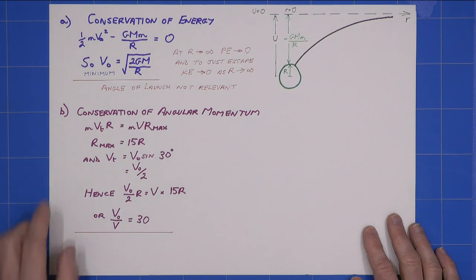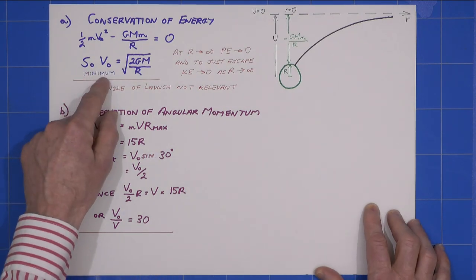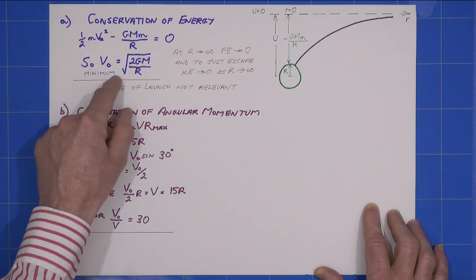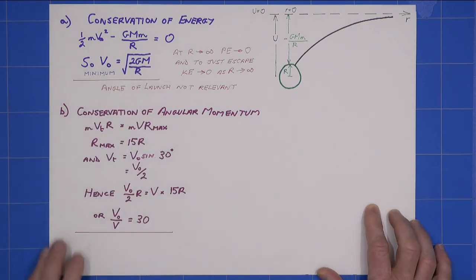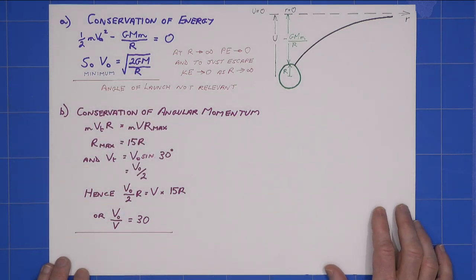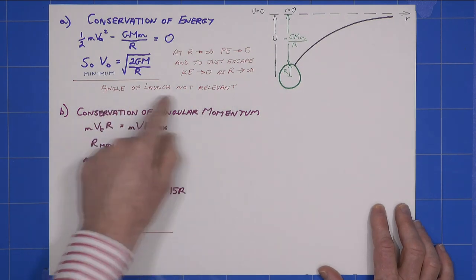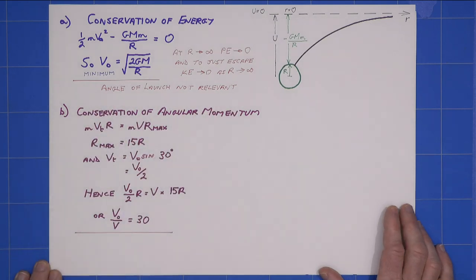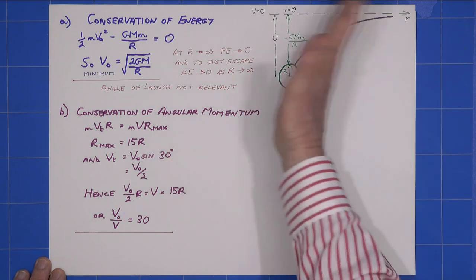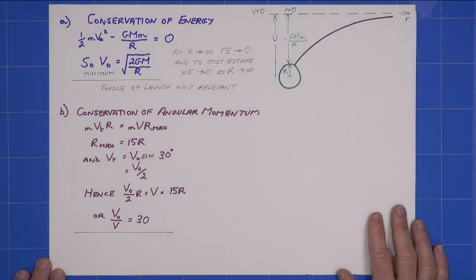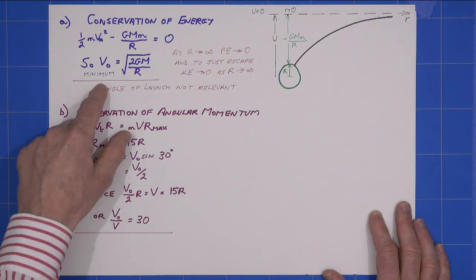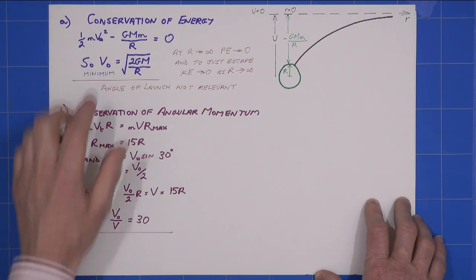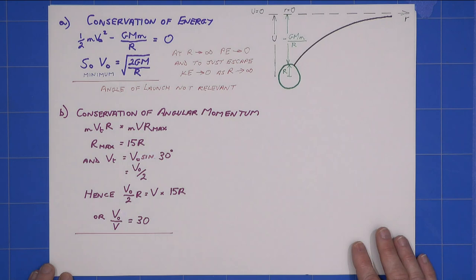So that gives us a minimum velocity for escape of this here, and that's our familiar escape velocity. And note it doesn't matter what angle of launch we have. It might affect the path that the mass takes, but it doesn't affect the minimum energy and hence the minimum velocity that we need.